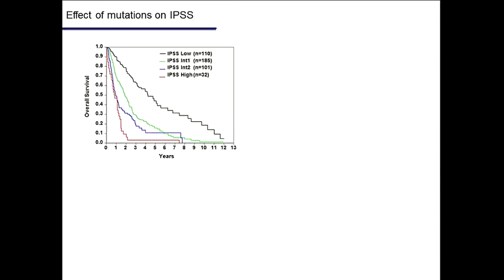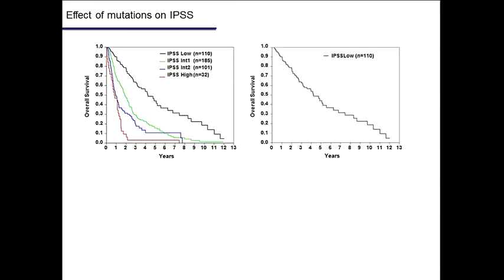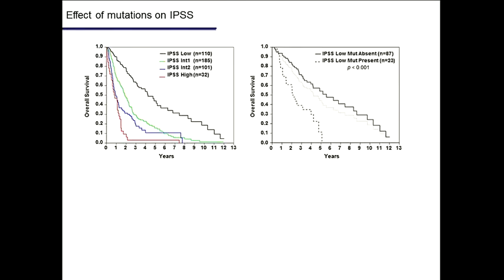And so what we did here was we took the IPSS score in our data set, and that separated the survival curves for our MDS patients. And then if you just look at low-risk MDS patients and you say, do you have one of the mutations in one of the 5 genes that predicted a poor outcome, does that change prognosis in these low-risk patients? And it does. It splits that curve quite significantly.